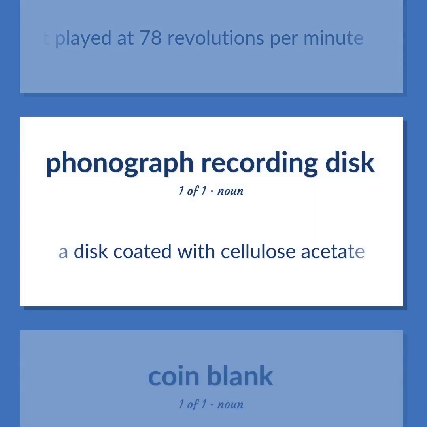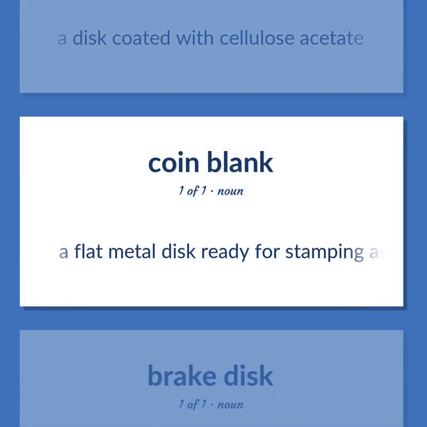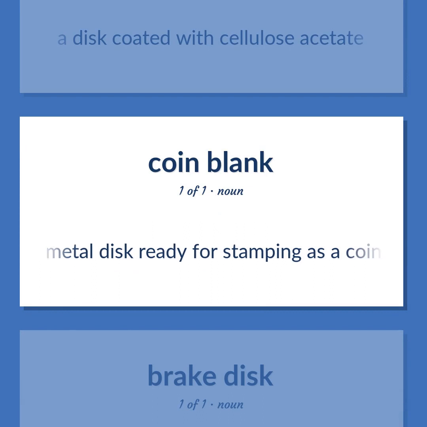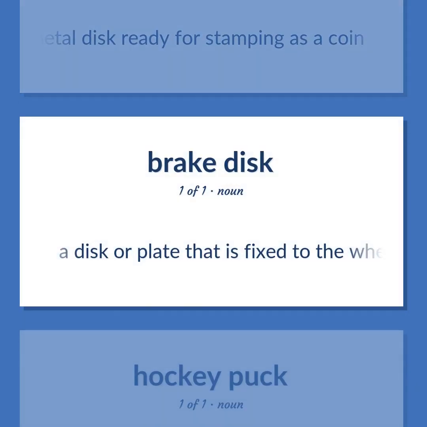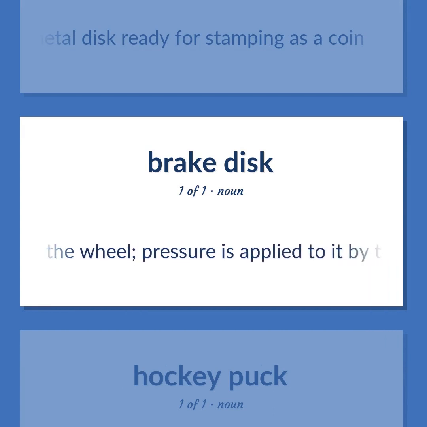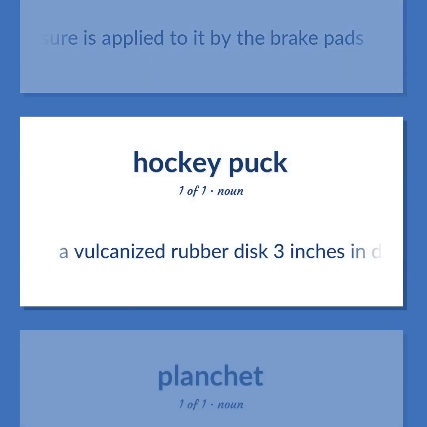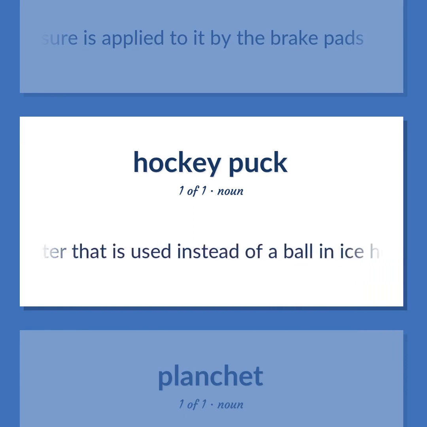A disc coated with cellulose acetate. A flat metal disc ready for stamping as a coin. A disc or plate that is fixed to the wheel. Pressure is applied to it by the brake pads. A vulcanized rubber disc 3 inches in diameter that is used instead of a ball in ice hockey.